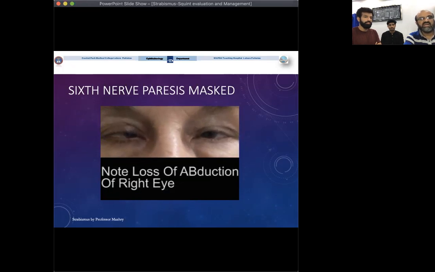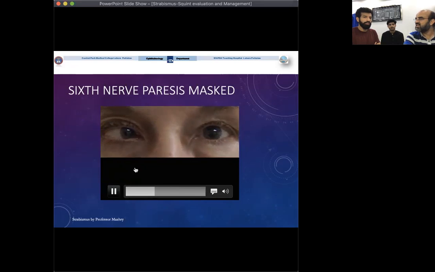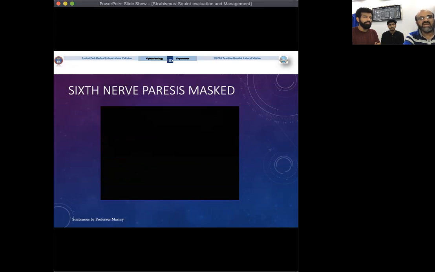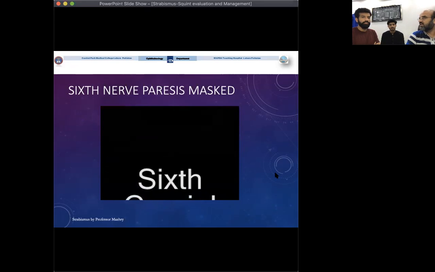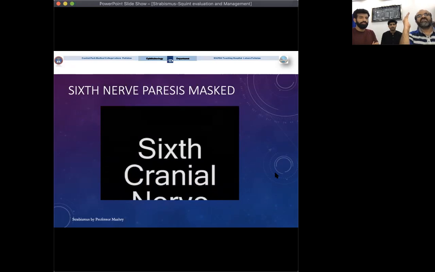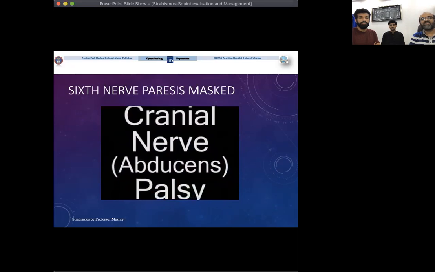So this is loss of abduction of the right eye. It doesn't move out at all. So it will be more manifest in right gaze as compared to left gaze. That makes it an incomitant squint. And now you can read it for me in a loud, clear voice, looking into the camera. Sixth cranial nerve, abducens palsy.